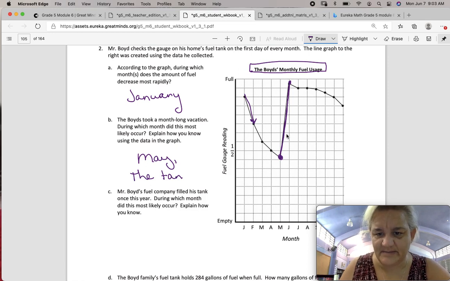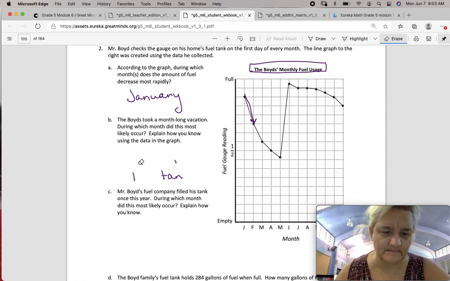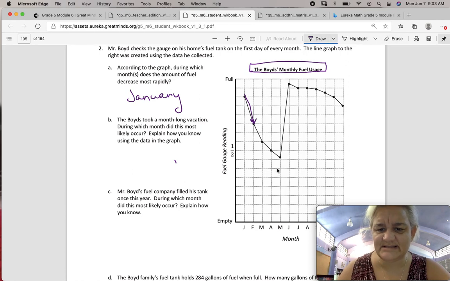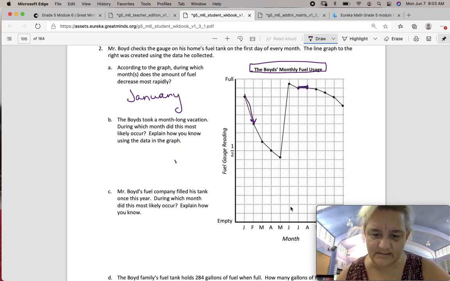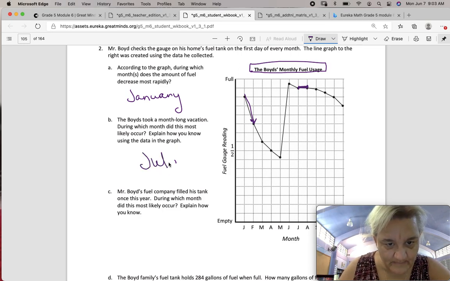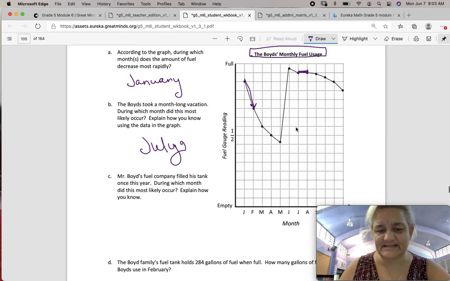Oh no, that might not be true. Wait a minute, let's look again. I'm going to read the second question. During which month did this most likely occur? No, I'm still going to say May because that's when they use the least amount of fuel. Nope, that's not when they used the least amount. That's when they used the most. Here we go, where it stayed exactly the same. They didn't use any fuel. So that is in July. Sorry. Have to be careful and read these carefully.